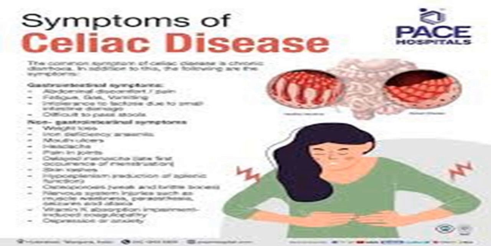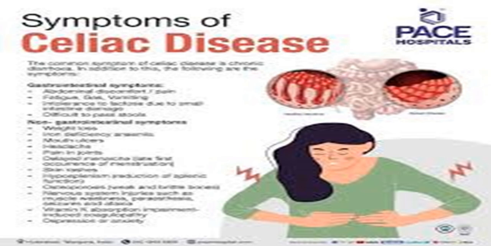Causes and risk factors. Celiac disease is primarily caused by an abnormal immune reaction to gluten. The exact reason why the immune system reacts this way is not fully understood, but it involves a combination of genetic and environmental factors.